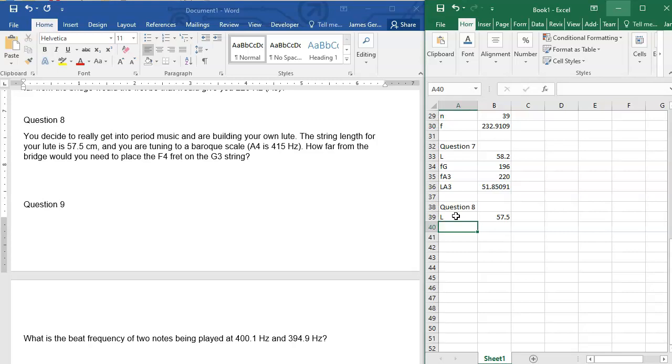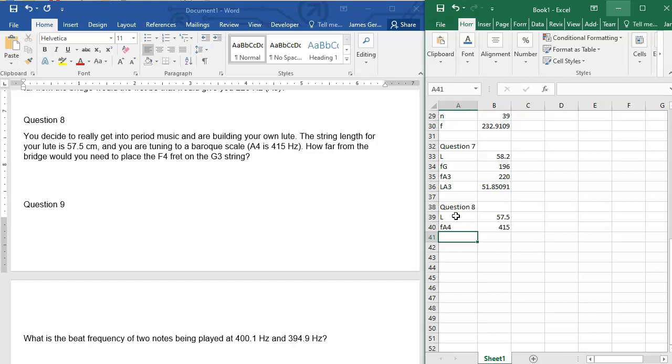And you're going to go with a Baroque scale where the frequency of the A4 is 415 hertz. How far would you need to place the F4 fret on the G string?